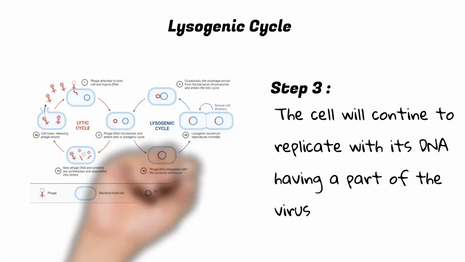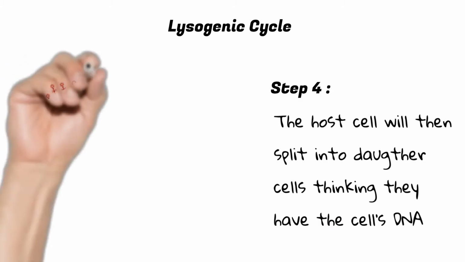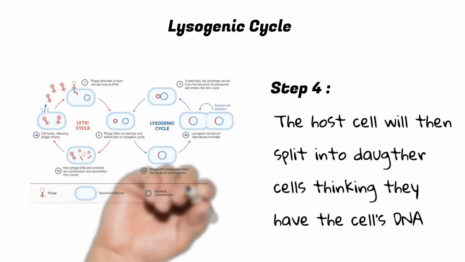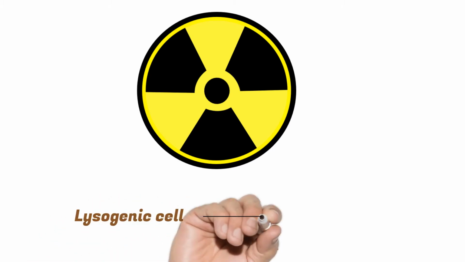Basically it's replicating itself without letting the cell know. Step 4. The host cell will split into daughter cells, thinking they are reproducing their normal cells. This process will occur several times and the mixed genetic material do not cause any harm when at this stage. The issue arises when those many copies of cells with mixed DNA enter the lytic phase.